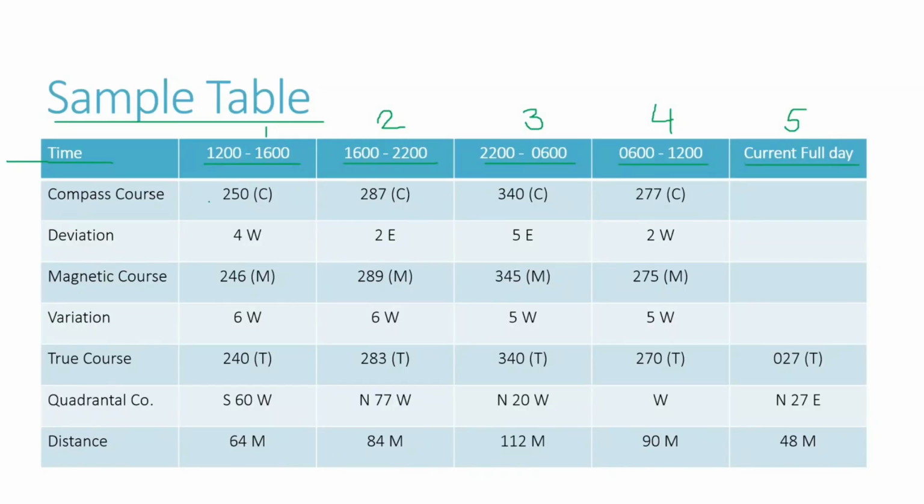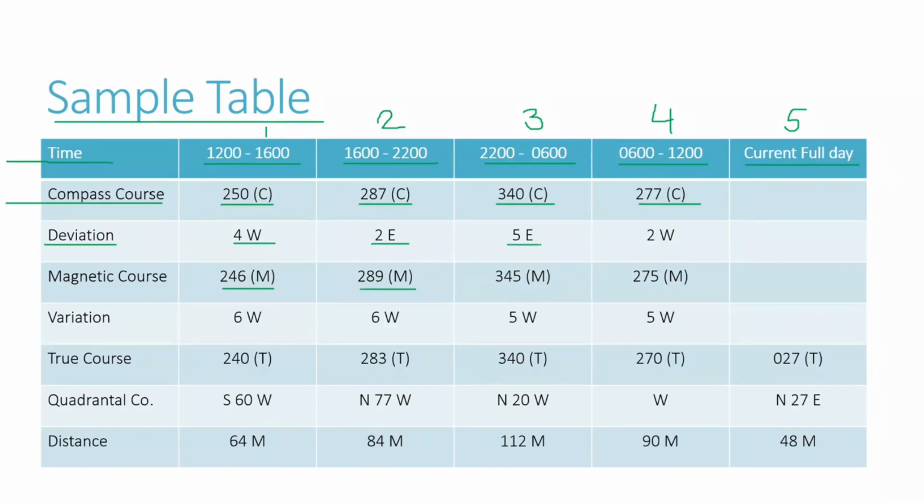passage. So what we do is, first of all, we write the compass courses steered by the ship, which are given to us. So we have noted all the compass courses: 250, 287, 340, 277. Then we use the CDMVT. Next comes the deviation. 4 degrees west, error west, compass west. So that means we will have to subtract the deviation. So we get magnetic course 246. Here it is 2 degrees east, error east, compass least. So we add it and we get the magnetic course as 289.